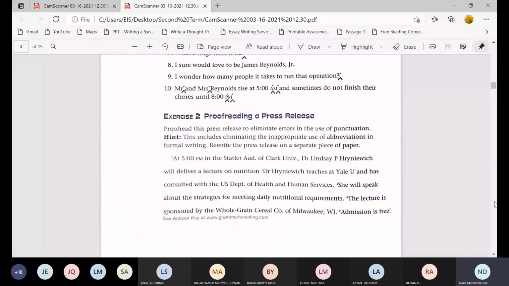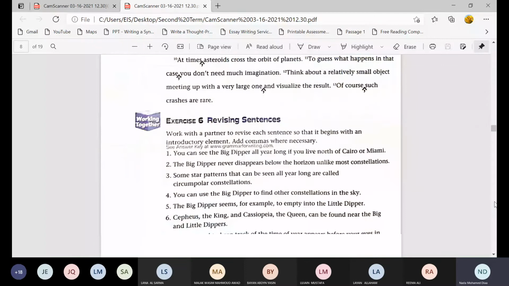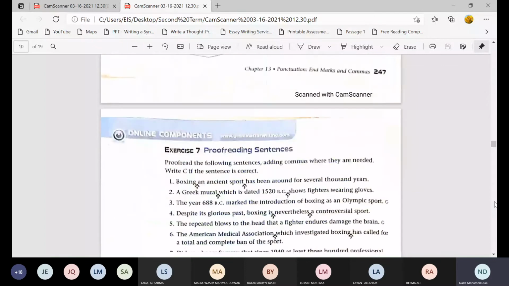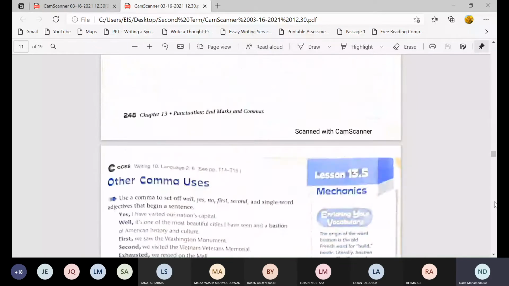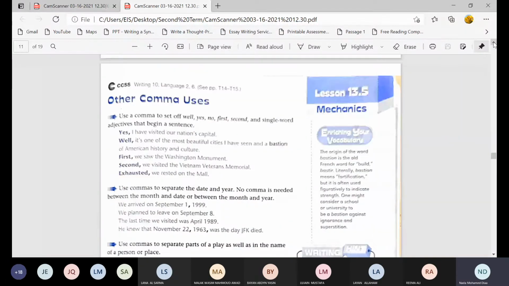Okay, here we stopped at lesson 5, and in lesson 5 it's very easy. It says use a comma to set off yes, no, first, second, and single word adjectives that begin a sentence. So yes, comma, I have visited our nation's capital. We know this rule since we were kids, since you started to answer a question, yes, comma, or no, comma, and then you say the rest of the answer. Well, comma, it is one of the most beautiful cities. Okay, first, second.